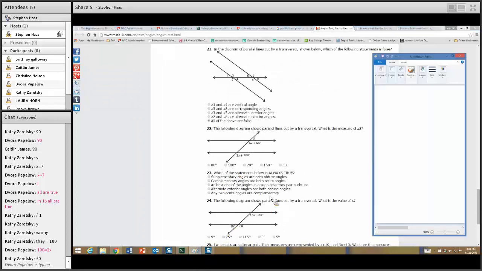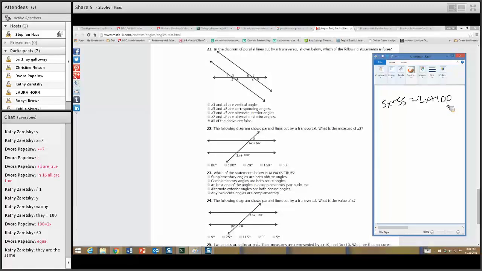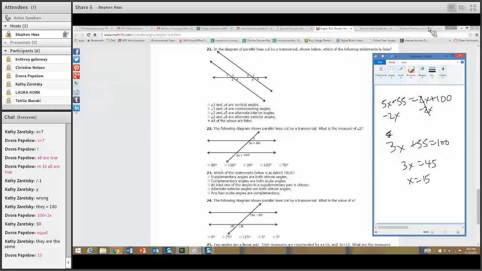What's the measure of angle 2? What's the relationship between these two, by the way? Between the 5x plus 5 and the 2x plus 100, they're corresponding angles. So they're equal. So we'll say 5x plus 55 equals 2x plus 100. I know I'm going a little over time now, but we'll do this quickly. Subtract 2x from each side to get that. So we got 3x plus 55 equals 100. Subtract 55 from each side. So you got 3x equals 45. Divide each side by 3, so you got x equals 15. And so 2x plus 100 is 130.